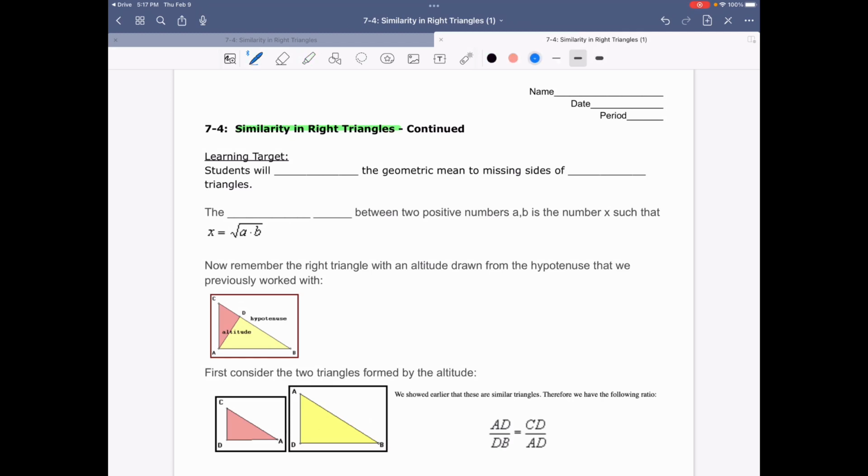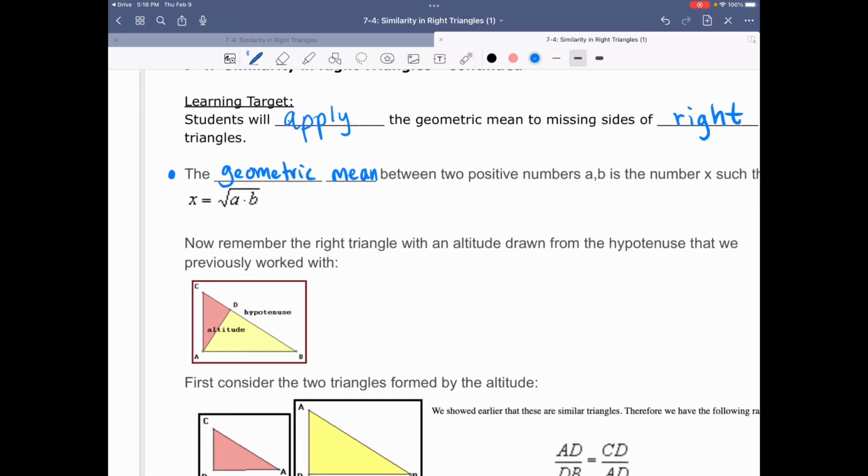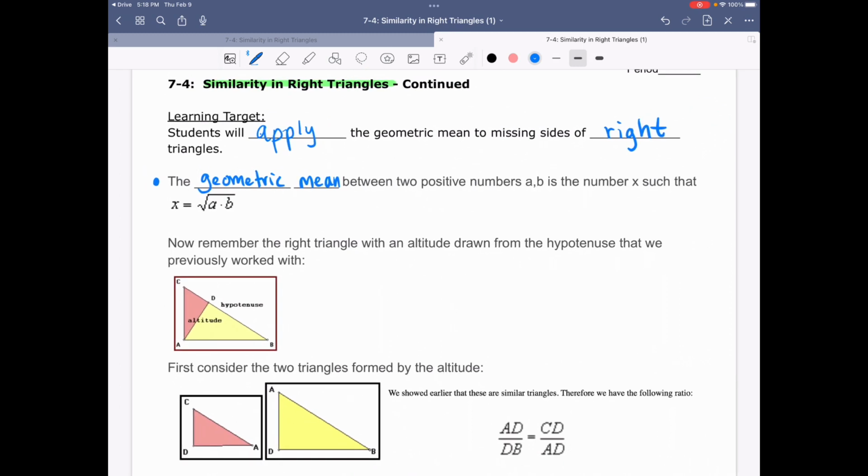The learning target for today is students will apply the geometric mean to missing sides of right triangles. And here's a definition. The geometric mean between two positive numbers a and b is the number x such that x equals the square root of a dot b.